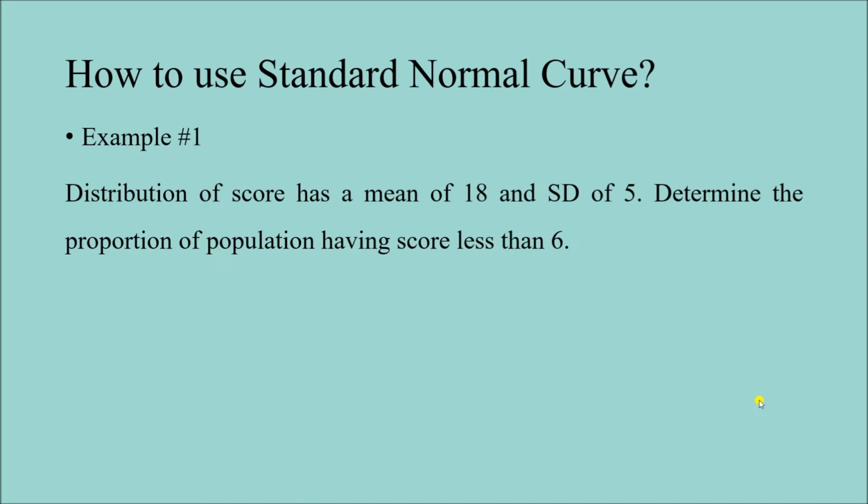Now let us look at a few examples to understand how we can use the standard normal curve. The first example says the distribution of score has a mean of 18 and standard deviation of 5. Determine the proportion of population having score less than 6. So probably some kind of scoring was done. We don't know what score this is, but let us assume that the mean score was 18 and the standard deviation was 5. Now that means a lot of people will have score less than 18 and many of them will have score more than 18. Many of these people will also have score less than 6. We need to know what proportion of people in this given population had score less than 6.